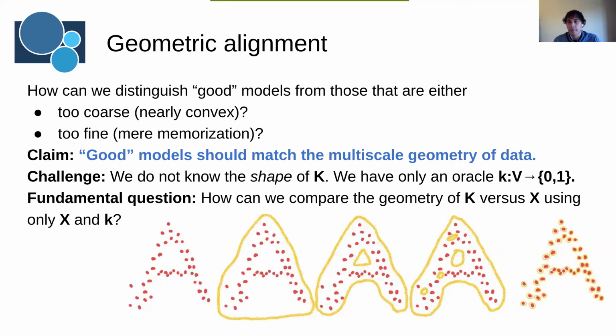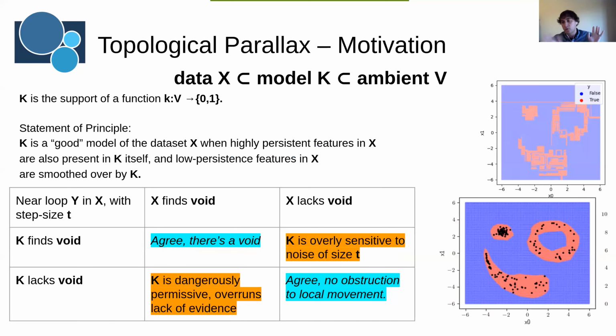Okay, so I'm going to go quickly through this slide, again just setting up the problem here. I want to focus on this chart at the bottom. What happens if your data set has a void, but the model doesn't see it, and vice versa? Why do I need this alignment between the geometry of the data and the geometry of the model? What goes wrong if I don't have that?